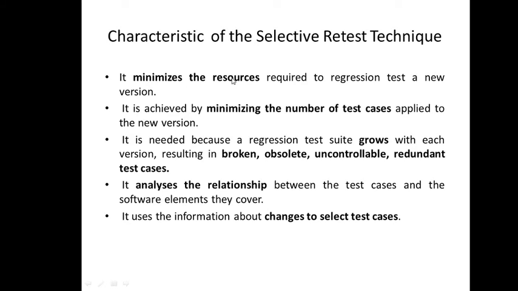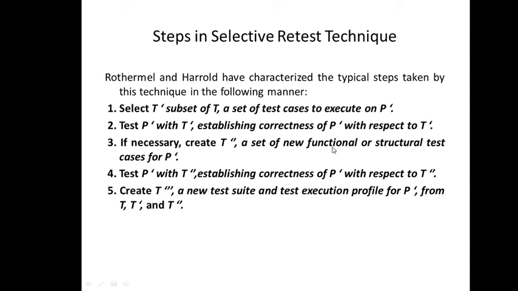So what are the characteristics of this technique? It minimizes the resources, and minimizes the number of test cases also. As the regression test suite grows, it tries to eliminate the broken, obsolete, uncontrollable or redundant test cases. It reduces all those. It analyzes the relationship between the test cases and the software elements they cover. So we'll be taking all those test cases which are going to impact a particular element or a parameter, right? And it uses the information about the change to select the test cases. So it's simple.